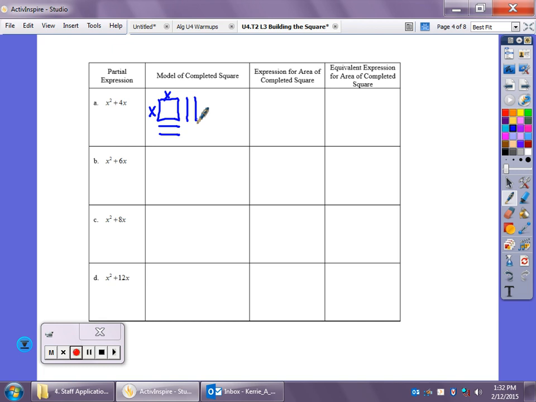Let's see. I have my x squared. Okay. I have my x, and then this is 2, so x plus 2, and I'm going to square it. So let's look. That's going to be x times x. That's x squared. I have 1, 2, 3, 4 strips, so 4x. When I fill in this space, it's going to be 2 by 2, which is 4.